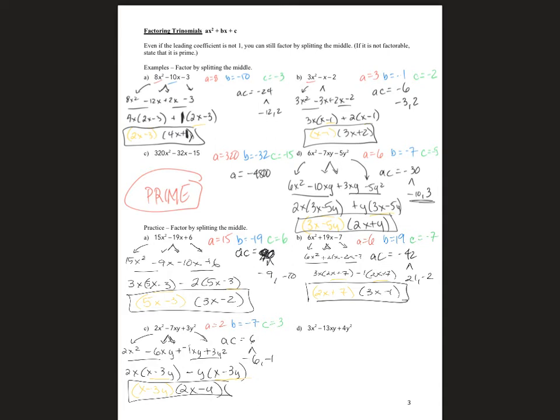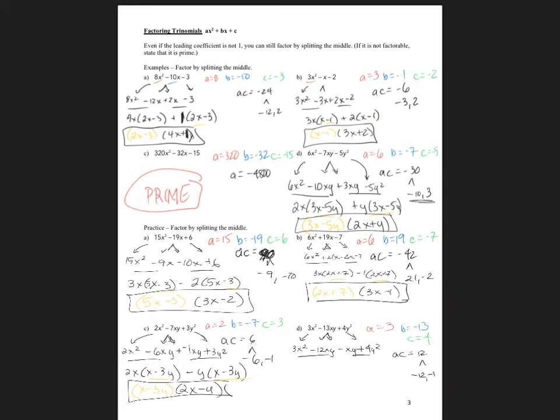Next one. A is 3. B is negative 13. C is 4. AC is 12. Looking for numbers that multiply to give you 12, but add to give you negative 13. Negative 12, negative 1. Bring your first term down. Split the middle term. Be careful, it's an XY term. And bring the last term down.